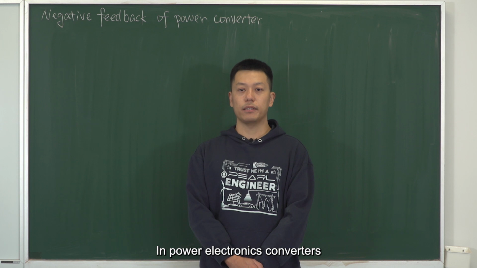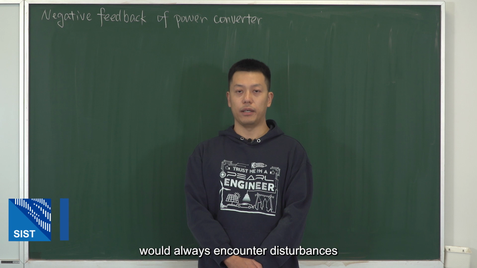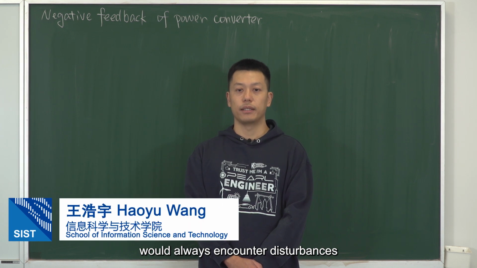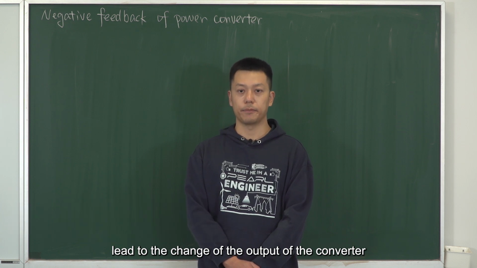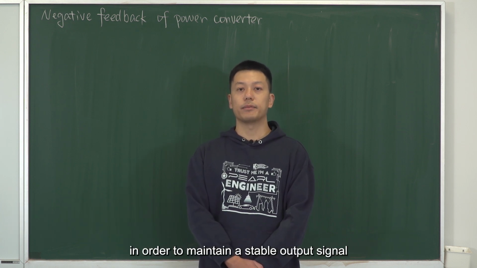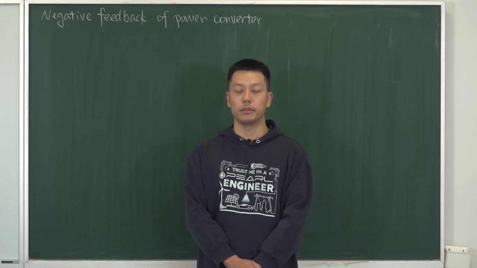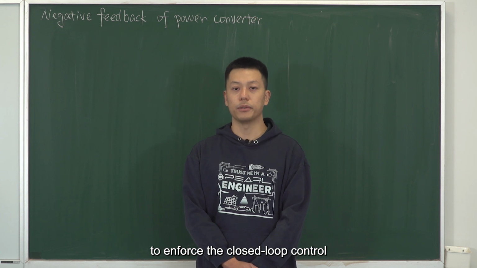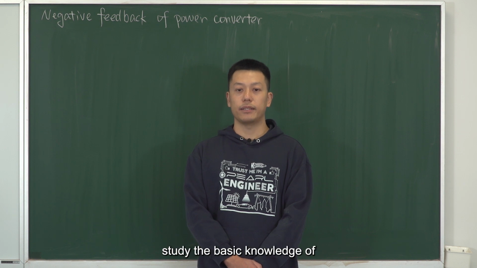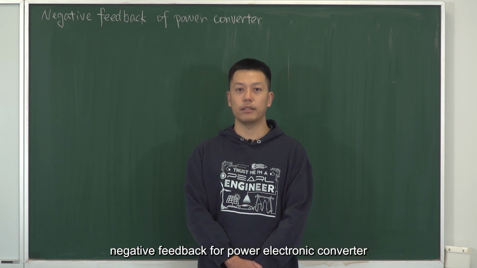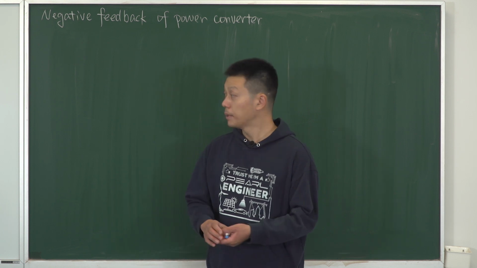In power electronics converters, because the input voltage and also the load would always encounter disturbances, which will lead to the change of the output of the converter. In order to maintain a stable output signal, we usually need to introduce negative feedback to enforce closed loop control. So in this section, we are going to study the basic knowledge of negative feedback for power electronic converters, and also derive the transfer function together.